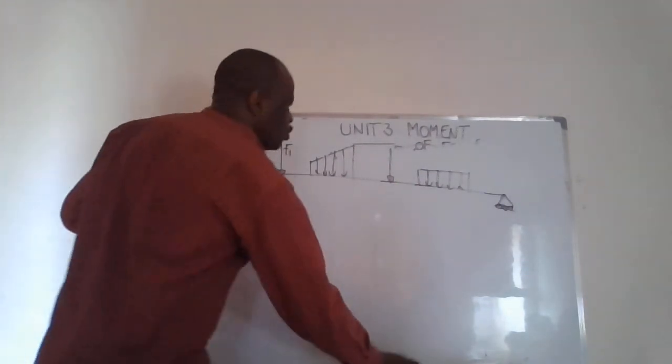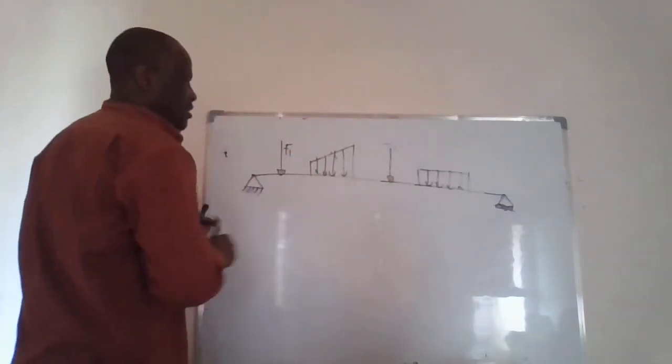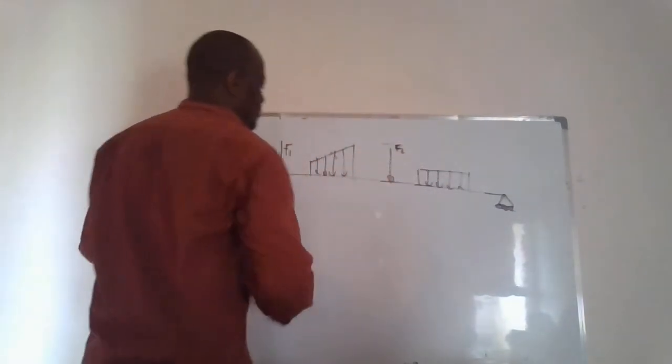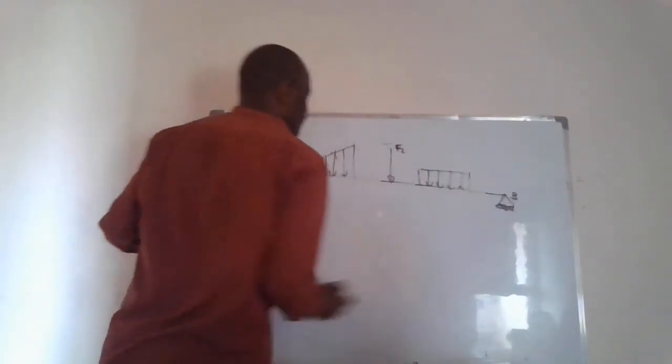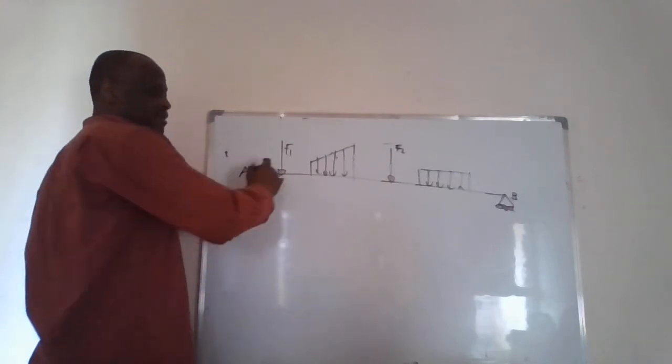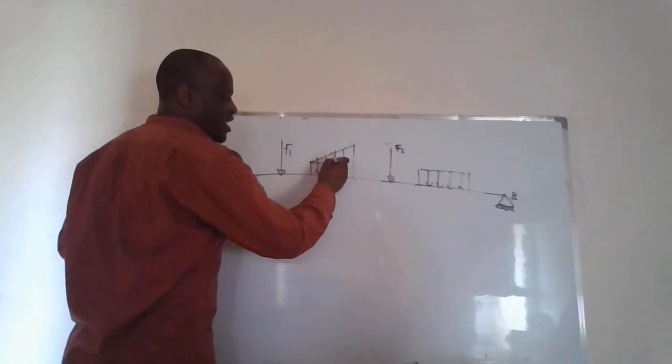Now, in terms of concept, as we've said, the very first thing we need to do is to get the resultant of the UVL and UDL together.